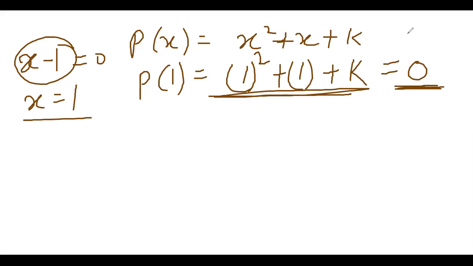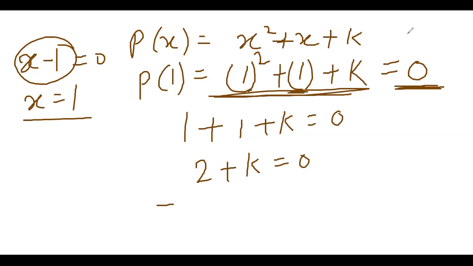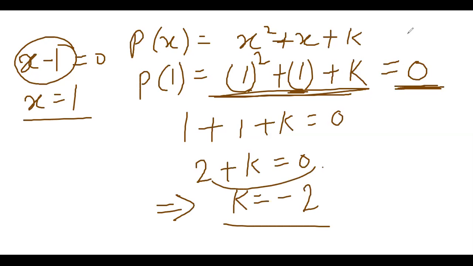So 1 square plus 1 plus k is equal to 0. That is 2 plus k equal to 0. This implies k is equal to minus 2. Right? So here we have k is equal to minus 2.